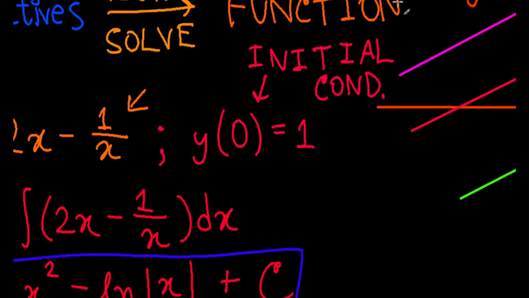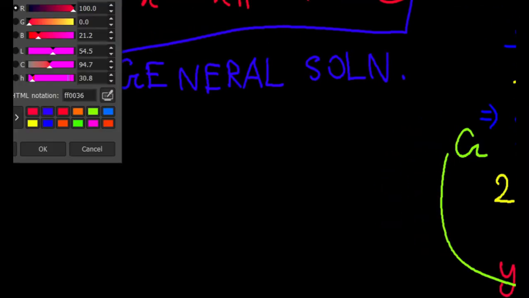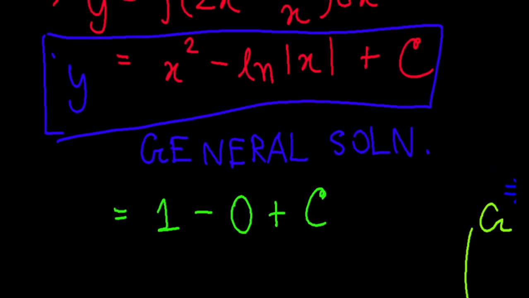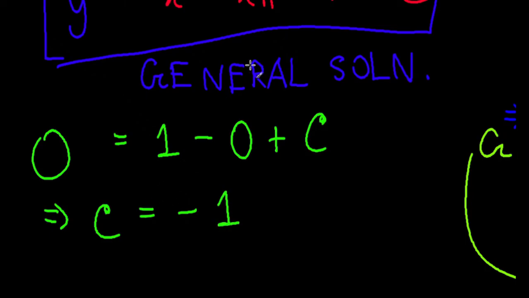Now, if we use this in our general solution, what do we get? Let's just substitute the numbers in. On the right hand side, with x equal to 1, we get 1 squared minus natural log of 1, which is 0, plus c. On the left, y is 0 when x equals 1. So you get 0 here. This gives you a particular value of c, which is c equals -1.